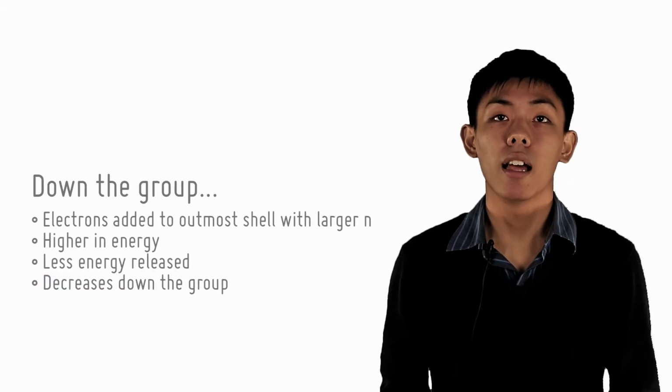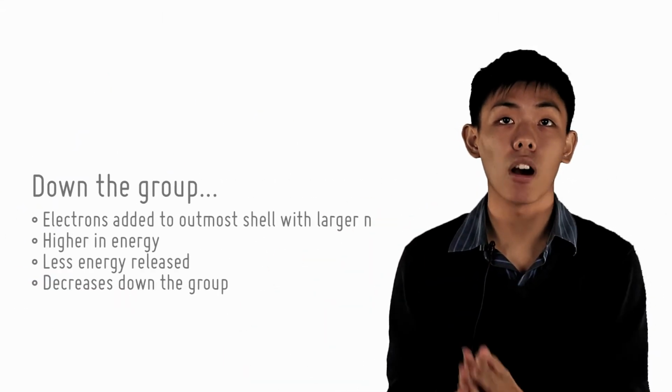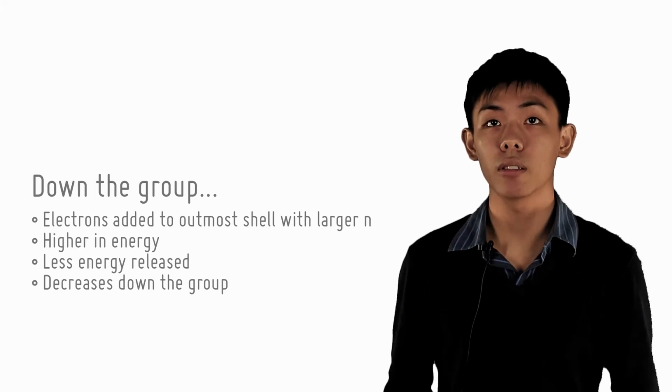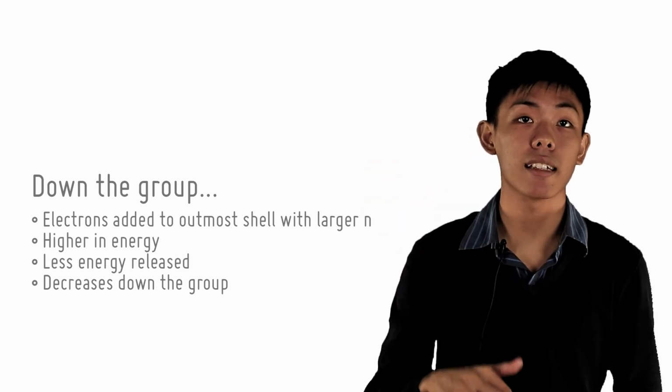Now, down the group, the electron would be added to an outermost shell with a larger n, which is of a higher energy level. As a result, less energy will be released, explaining why electron affinity decreases down the group.